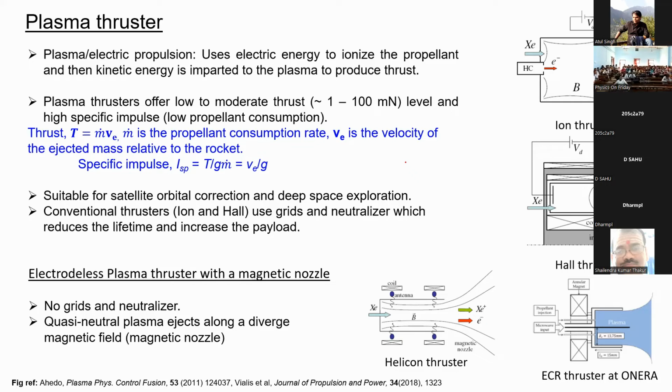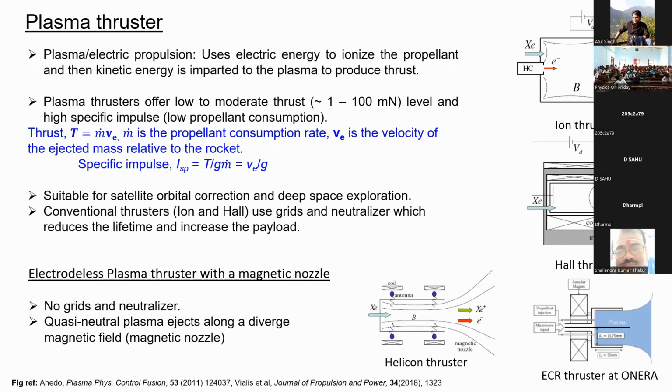The point is that it can use very little propellant and still acquire high velocity. Thrust is low, but that's no problem. You don't have to carry that much propellant, so your payload requirement is reduced. Therefore, the specific impulse is very high for the plasma thruster.